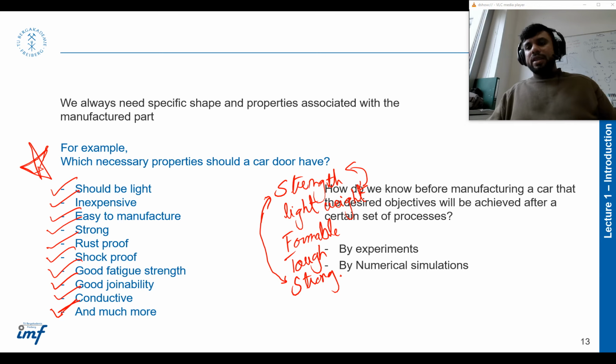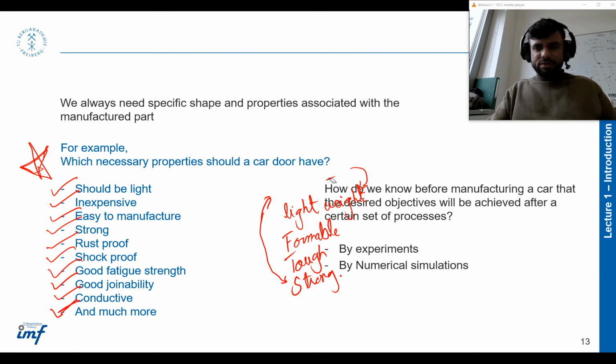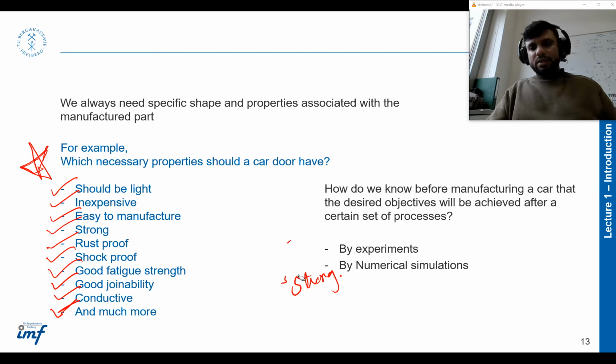I will just erase it. And how do we know before manufacturing a car that the desired objectives will be achieved after a certain set of processes?